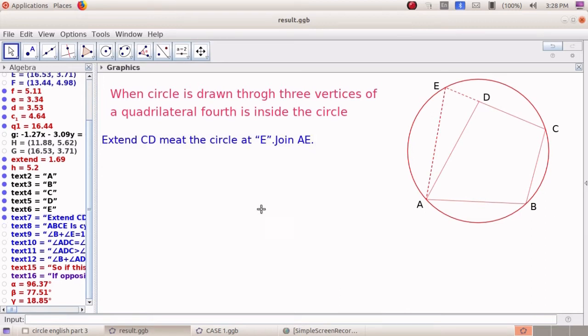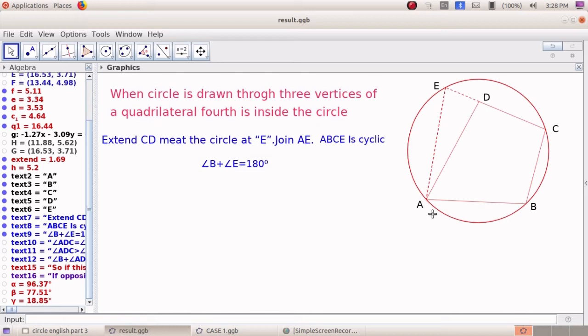Now see, ABCE is a cyclic quadrilateral, so all vertices are on that circle. It is cyclic, therefore angle B plus angle E will be 180 degrees. Let us write that one. Angle B plus angle E is equal to 180 degrees.